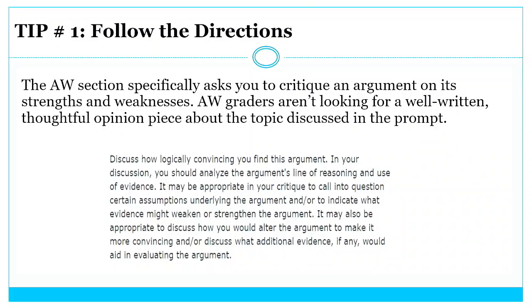This AW, by the way, means analytical writing, so keep this in mind. The analytical writing section specifically asks you to critique an argument on its strengths and weaknesses. Analytical writing graders aren't looking for a well-written, thoughtful opinion piece about the topic discussed in the prompt. Yes, you are going to be judging the prompt, the argument, and you're going to point out its strengths and weaknesses. If you think that the evidence quoted is not enough, then why so?